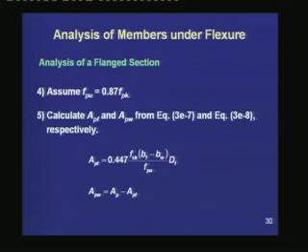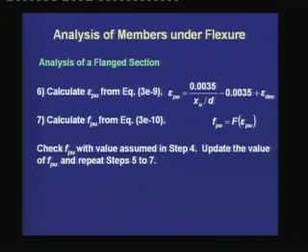Now, once we have assumed FPU, we can calculate the individual components APF and APW from the previous equations, which we have written again, that APF is equal to 0.447 FCK times BF minus BW times DF divided by FPU, and APW is equal to the total amount of steel AP minus APF. Thus, by assuming FPU, since we know all other quantities, we are able to calculate APF and APW.